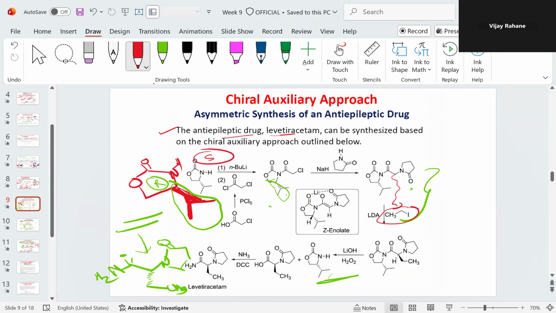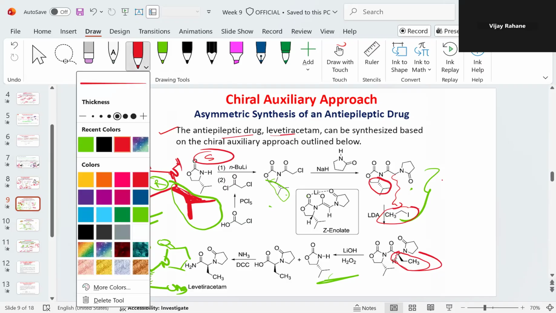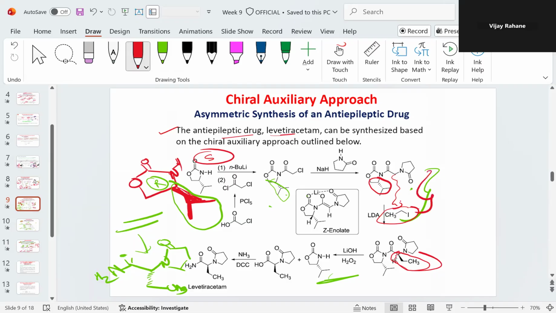in the manner that we get the selectively from the beta side, right? Which is directed mainly because of this functional group or the group present in the chiral auxiliary. So this step was the asymmetric induction step.